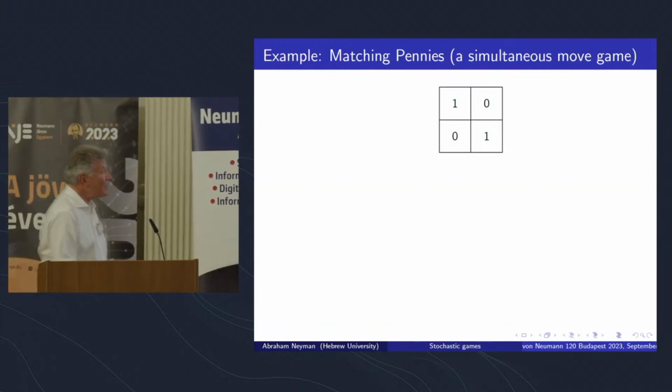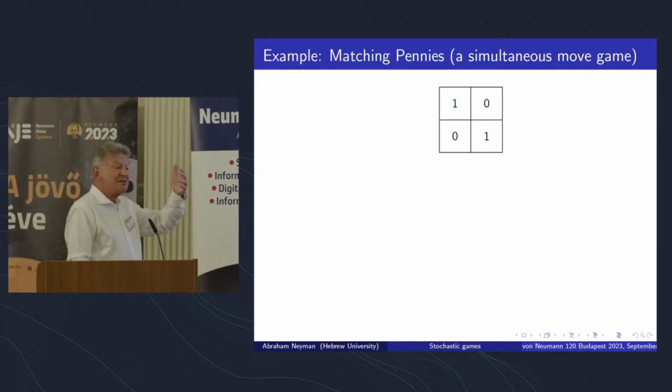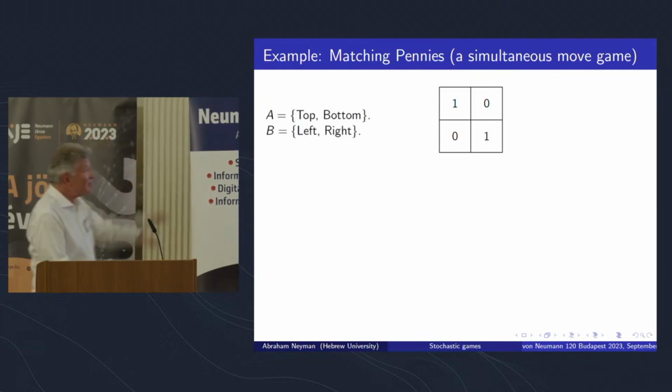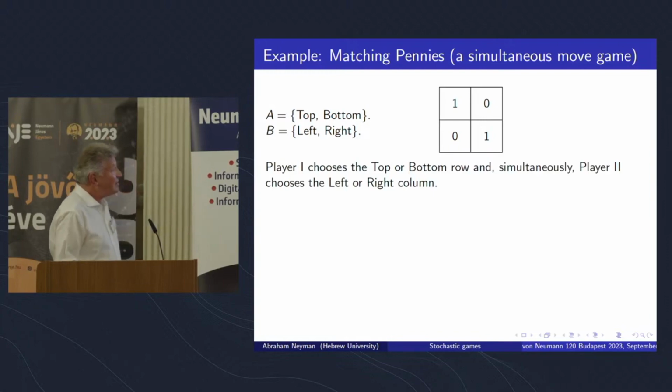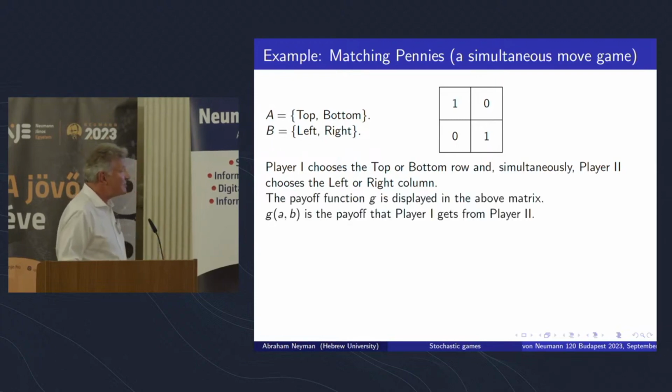Okay? Now let me give an example of matching pennies, a simultaneous move game, because we say that eventually we translate everything to a simultaneous move game. So let's look at one simultaneous move game, which is described by this matrix. Player 1's strategies are either top or bottom. Player 2's strategies are either left or right. And the entry in the matrix specifies the payoff to player 1, namely, whether he wins or loses.